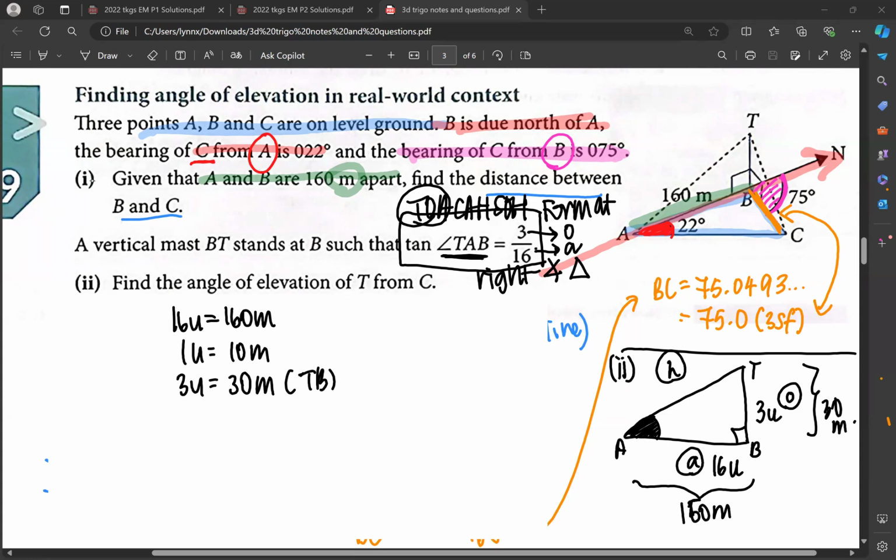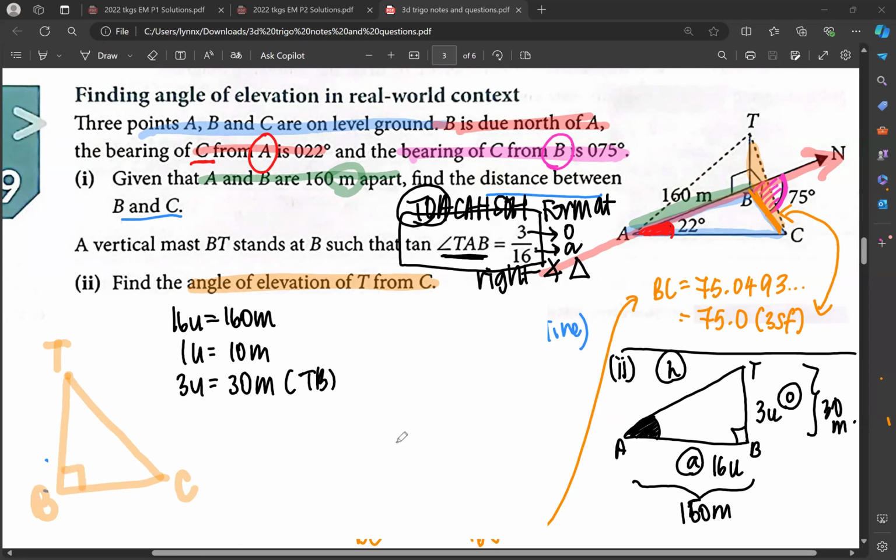So once you're ready, take your orange highlighter and orange pen. We'll move on to part 2. Now, orange highlighter. Can you see angle of elevation of T from C? It means that it is this clue right here, this triangle right here. So I'll be focusing on this triangle. I have T, B, C. This is my right angle.